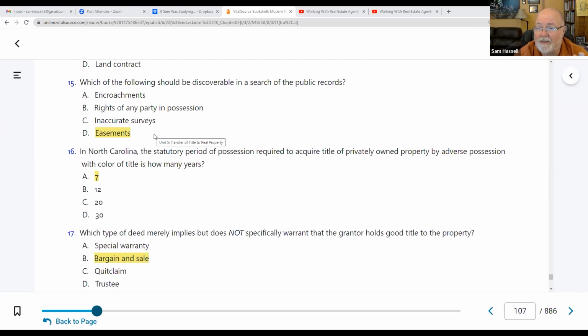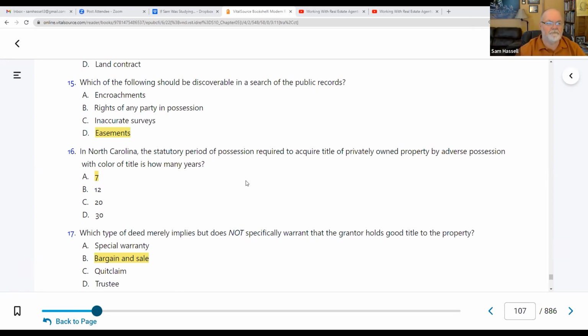So we have to record easements so that the next purchaser knows there's an easement on that property. Whether it's an easement in gross for utility lines or what have you, or an easement appurtenant by necessity because the neighbor has to use a roadway, okay? Those things would be discoverable in a search for public records.